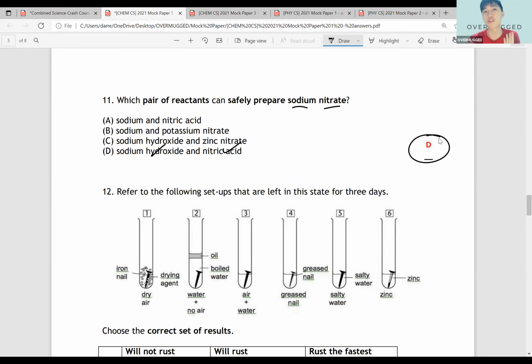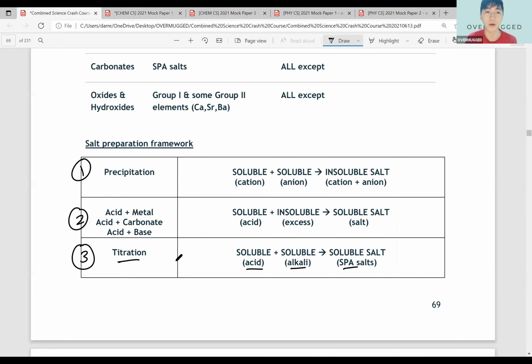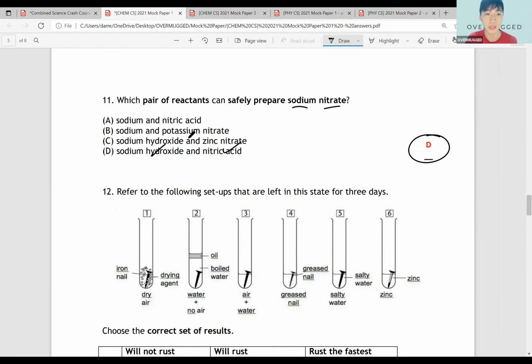For salt preparation, a lot of times we know the steps on how titration works, right? You fill up the burette, you drip, drip, drip, everybody kind of gets it. But the difficulty for salt preparation is understanding when to use which method. That comes with a more thorough understanding of what I'll call the salt preparation framework. Insoluble salt is prepared using precipitation. Most salts that are soluble can be prepared using an acid reaction. Meanwhile, spar salt should be prepared using titration.